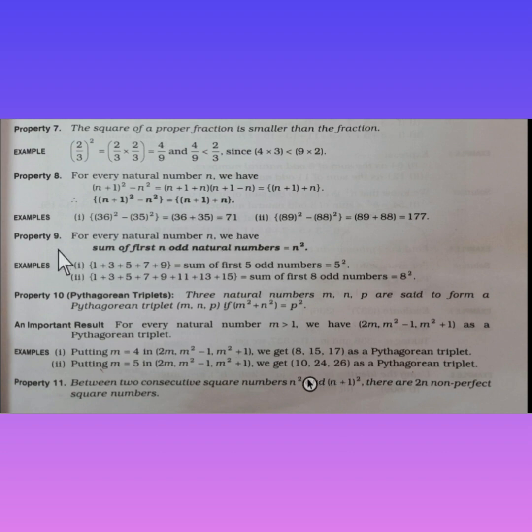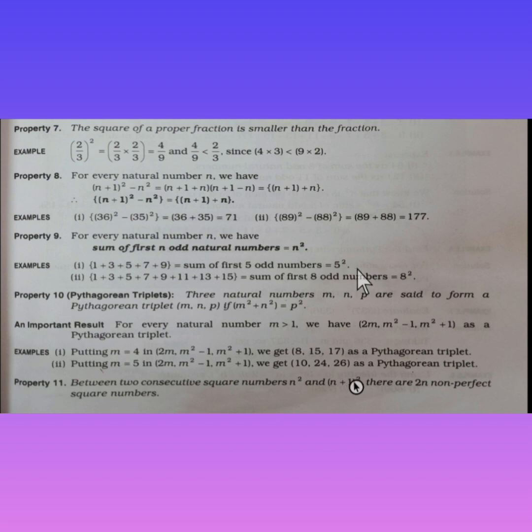Then property 9. For every natural number n, the sum of the first n odd natural numbers is equal to n square. Here we take the first 5 odd numbers. Remember we take the first 5 odd numbers. The first number is 1. Then after this 3 is the odd number. Then after 3, 5 is the odd number. Then 7 is the odd number. Then 9. So the sum of these 5 odd numbers is 5 square.